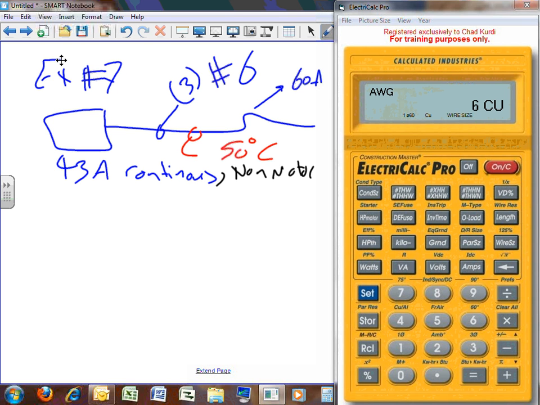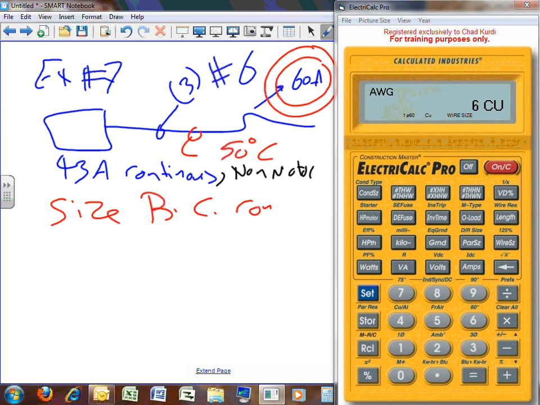Okay, so let's go size it. Here's what you're going to do. By the way, this stays the same, so we're not going to mess with that. The overcurrent protection device stays the same, 60. All right, so start with the load. The question is to size the branch circuit conductors under these circumstances. These are different circumstances. We already sized it, number 6, Chad. I put it in different circumstances. Go ahead and start. Take the 43.